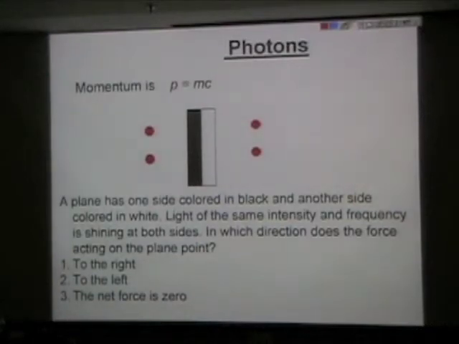And this is my first and only question for today. Let's say you have a surface which has one side shiny and another side completely black. So this side reflects all the light off. This side absorbs. So in which direction is the net force acting on this plate going to point? Left, right, or there is no net force?